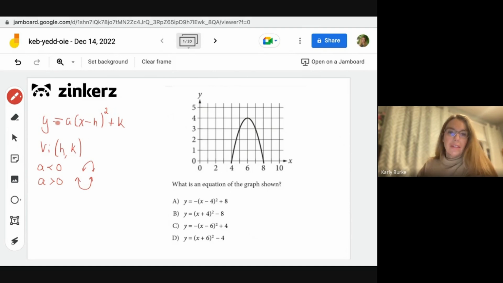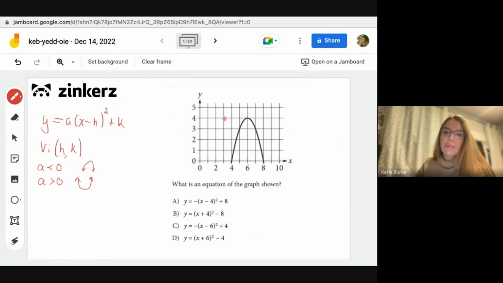A also tells you the vertical stretch. So if the absolute value of a is greater than 1, then it's going to be stretched out. And if the absolute value of a is less than 1, it's going to be squished or compressed down a little bit. So let's take a look at this parabola here.